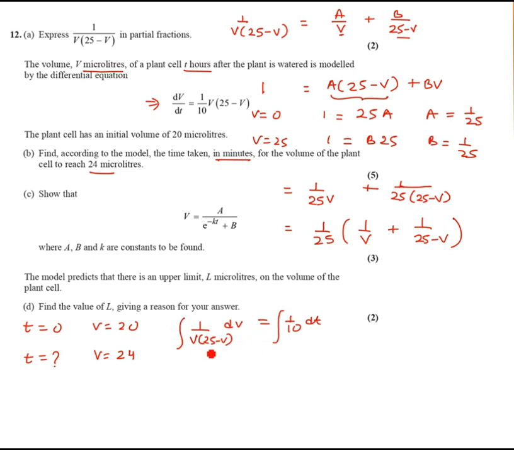Now to integrate 1 over v times 25 minus v, this can be written as 1 over 25, 1 over v plus 1 over 25 minus v. So we take the 1 over 25 out, and this becomes integral 1 over v plus 1 over 25 minus v dv equals, this becomes t over 10 plus c.